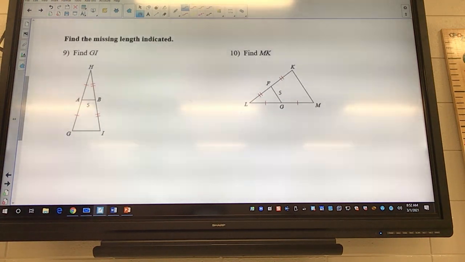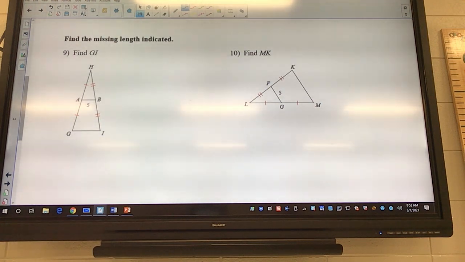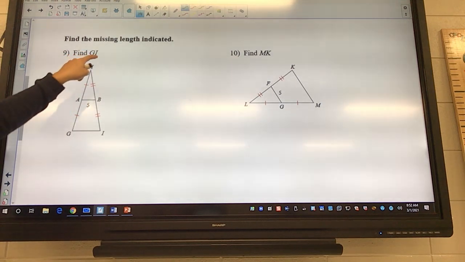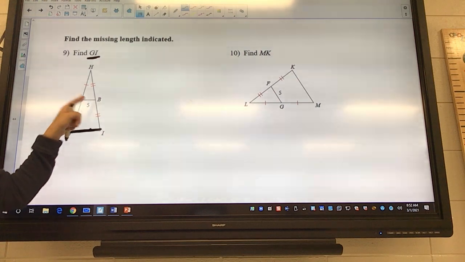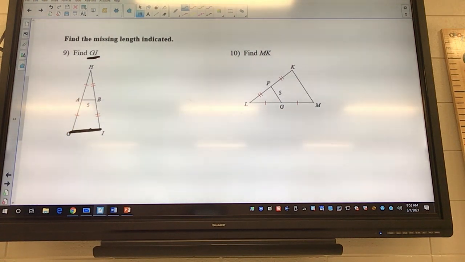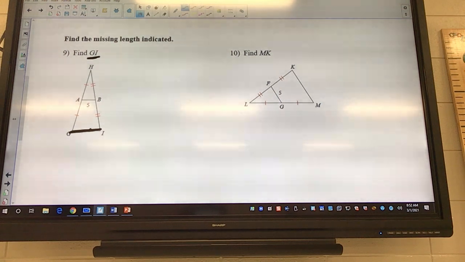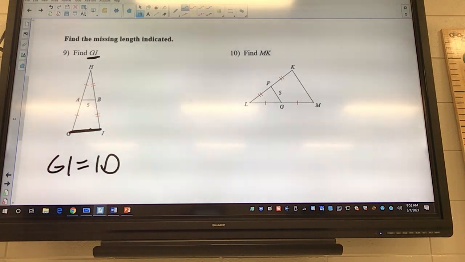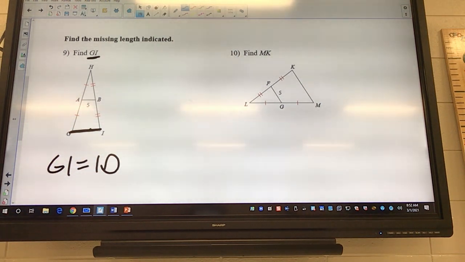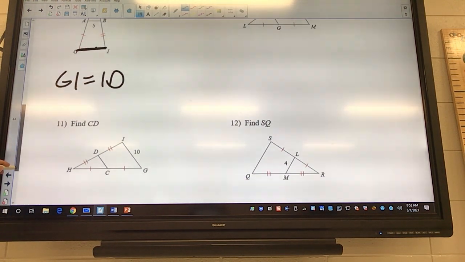Okay, and then the next section on here, it wants you to find the missing angle or missing length indicated, okay? So it says find GI, okay? Well, GI is right here. So if the smaller one that is parallel is 5, what should GI be if it's bigger? It's always double. 10? Yeah, so it's going to be 10. So you're going to say GI equals 10. I don't know why they put 11 for that.